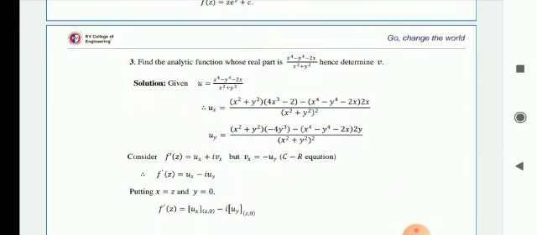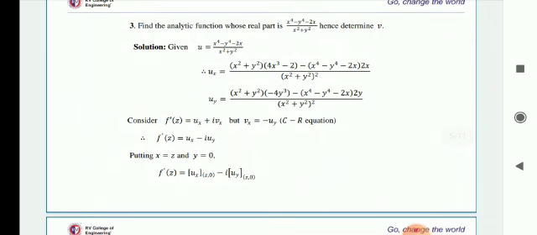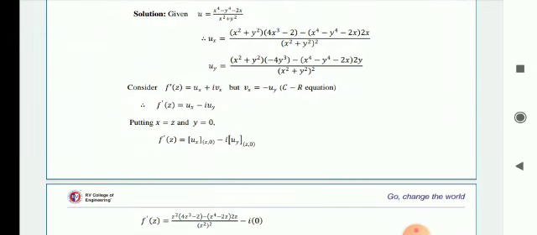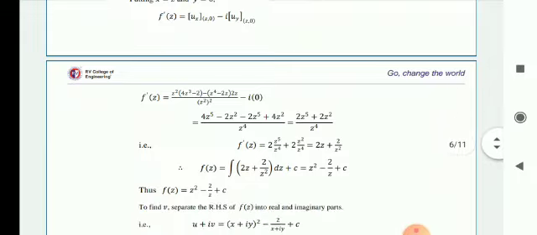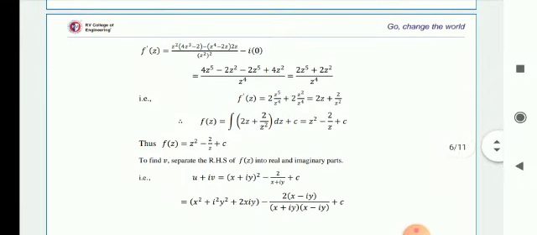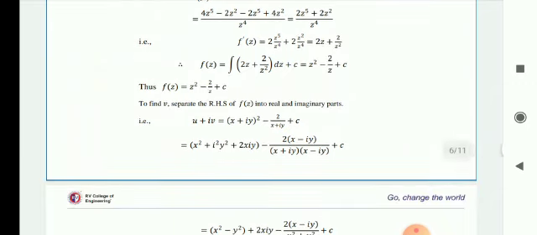The next example says to find the analytic function whose real part is given, and you have to determine v also. In the same way, first you find the partial derivatives of the real part u with respect to x and y, and substitute them into f dash of z, make use of the CR equation and use the Milne Thomson method, replace x by z, y by 0, and get f dash of z. On complete integration and simplification, your f of z is going to be z square minus 2 by z plus c. Now if you segregate the real and imaginary parts, we can easily obtain v for the given problem.